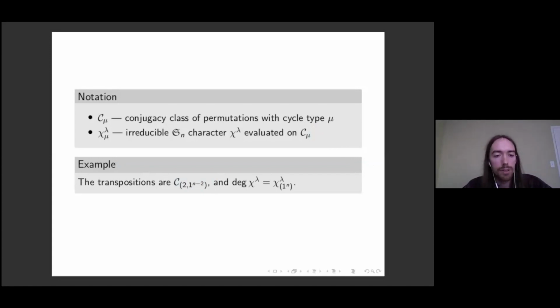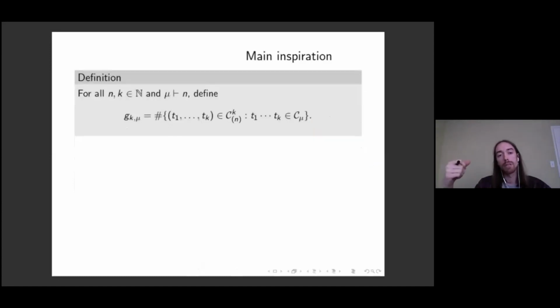So that's using some of the notation there, and now let's write down what for me is the main inspiration for my project here. So now if I've got a positive integer k and a partition μ of a positive integer n, I'm going to use g_k(μ) to denote another factorization enumeration, but instead of factoring an n cycle into a product of other things, I'm actually going to count how many ways can I take k n cycles and multiply them together to get something with cycle type μ.